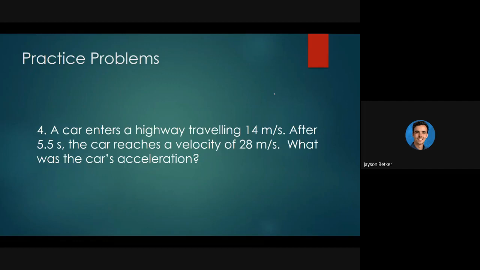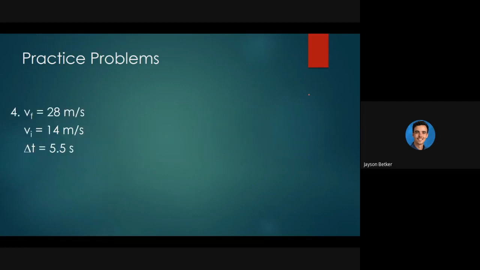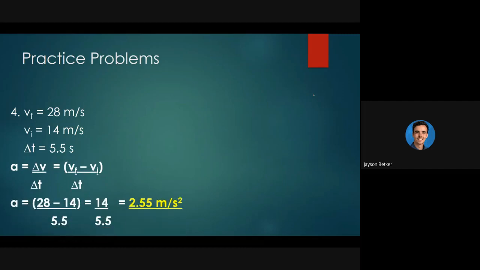Pause here if you need to. Notice that it starts at 14 and ends up at 28. So you've got not an initial velocity of 0. Your initial velocity can be 14. So 28 minus 14 divided by 5.5. And there's your answer. One last question after this.